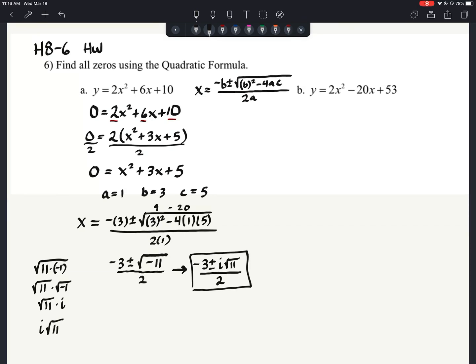Now, if it asked you to write it in the form of a plus bi, sometimes it asks you to do that, then we'd have to split it and give each of them their own denominator. I'm talking about negative 3 and our i would each have to have the same denominator. I don't know why I wrote that negative 3 in blue. Just bear with me there. So this would be like saying negative 3 over 2 plus or minus radical 11 over 2 i, if they asked you to write it in this form.